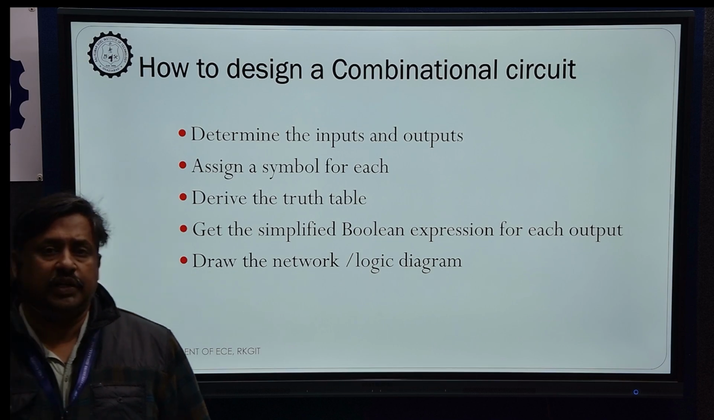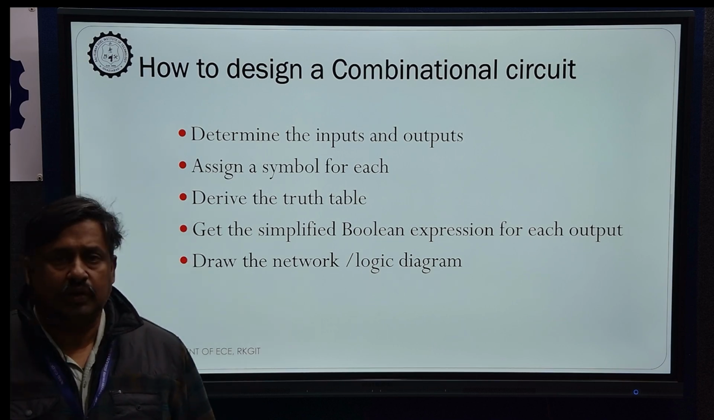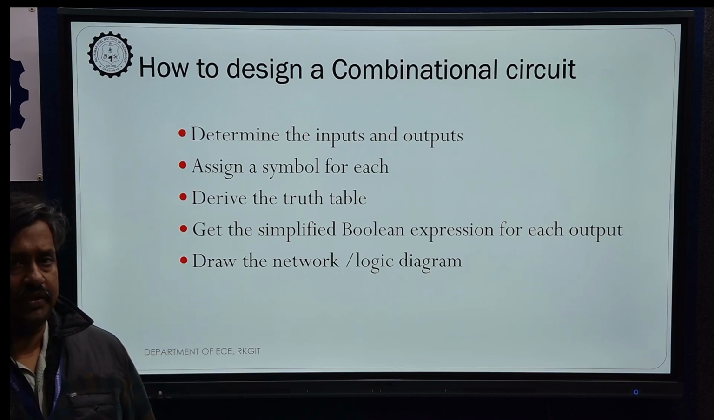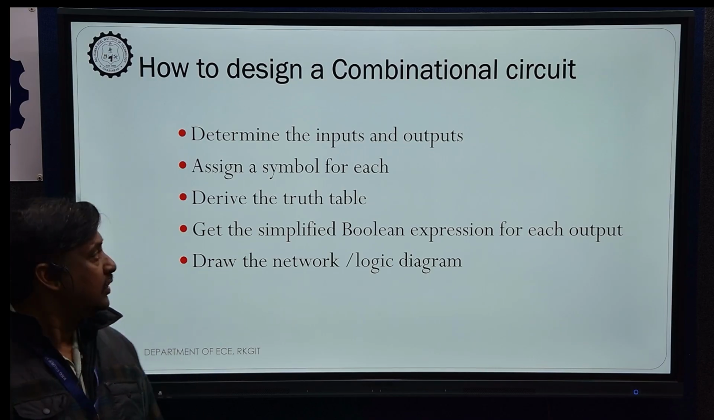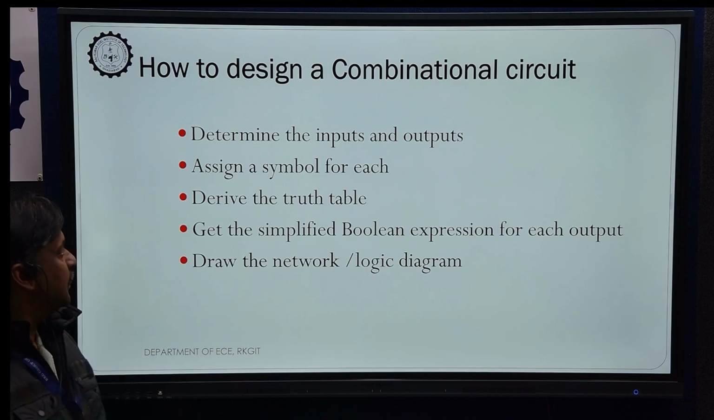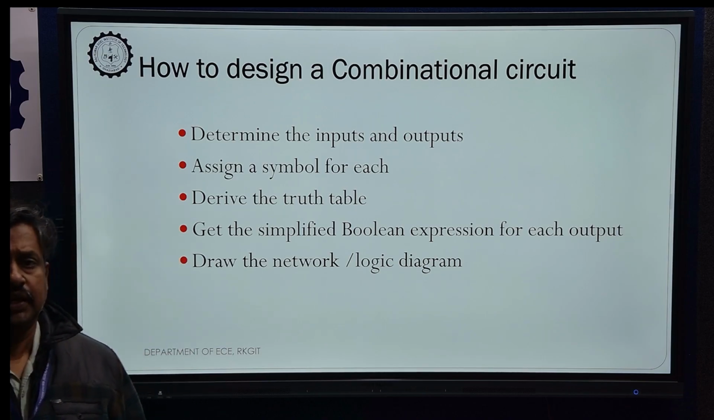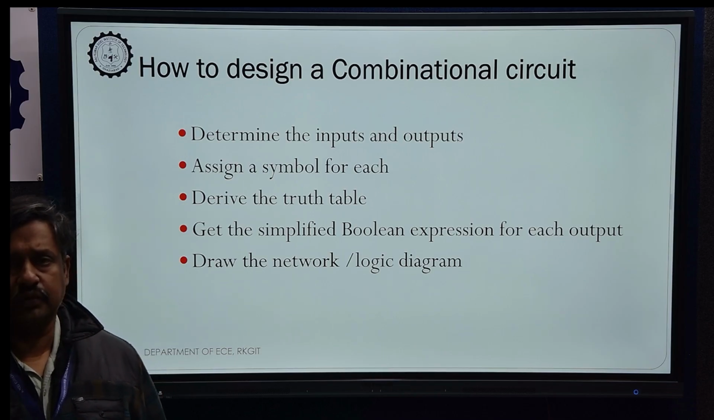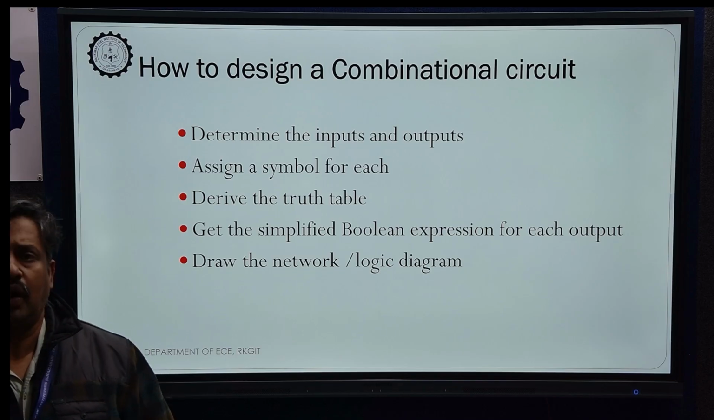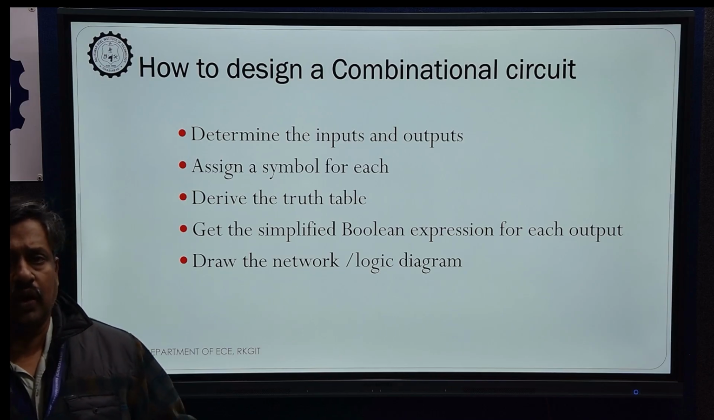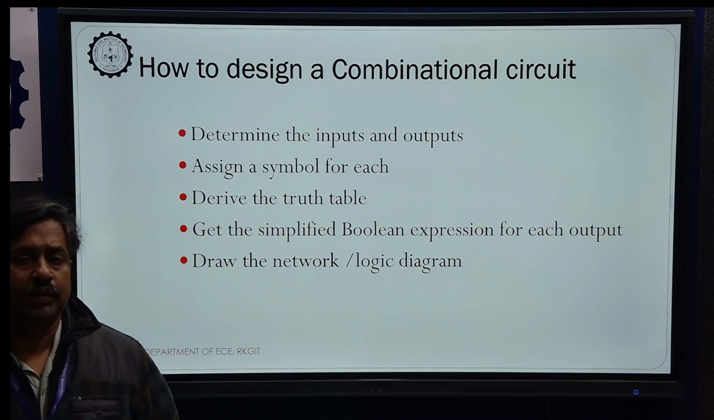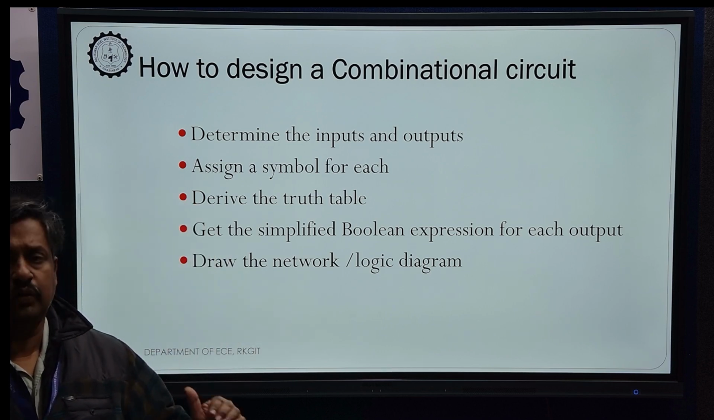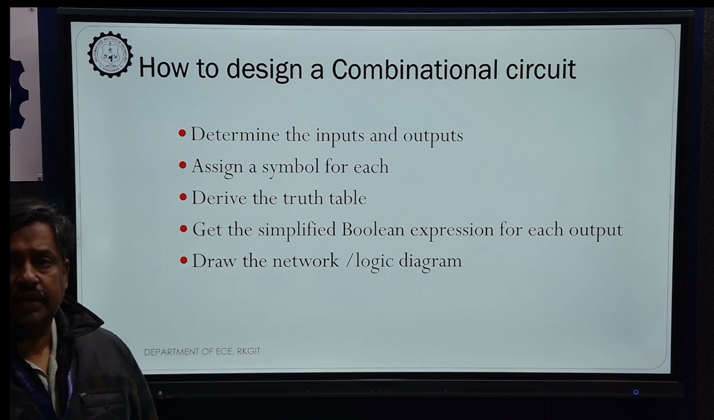Now we'll go to the important steps of designing a combinational circuit, because for combinational circuit design we have a method, means we have to follow some steps. So how to design a combinational circuit? First step is determine the inputs and outputs. Every combinational circuit has a set of inputs and a set of outputs. Already we said that the output depends upon present inputs, that is a combinational circuit. So when designing a combinational circuit, first we have to determine the inputs and outputs.